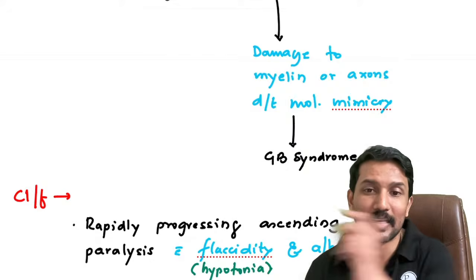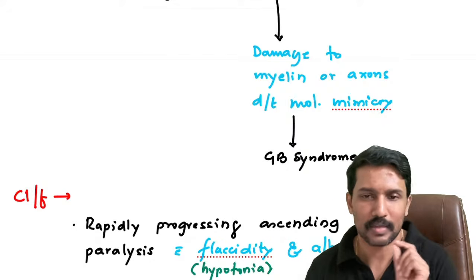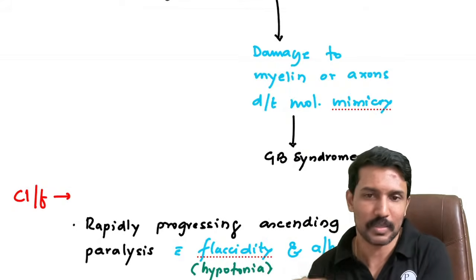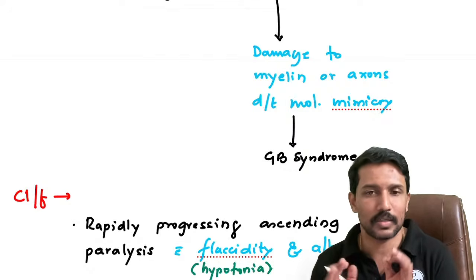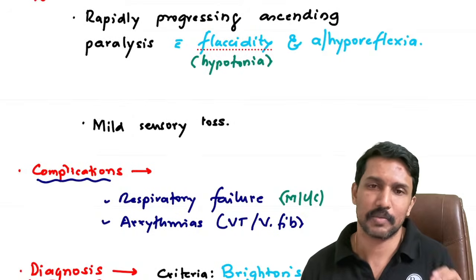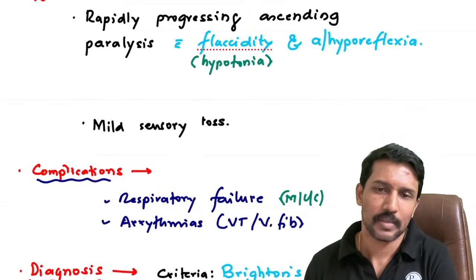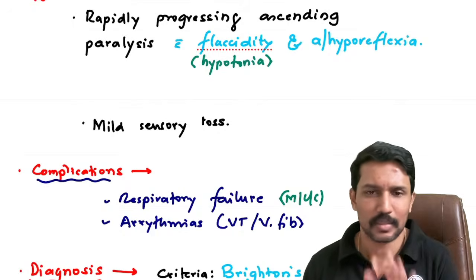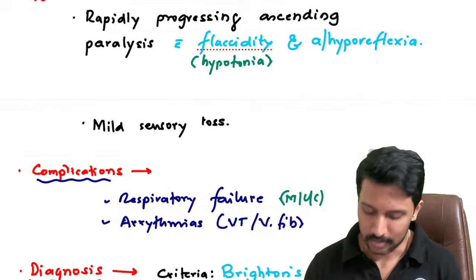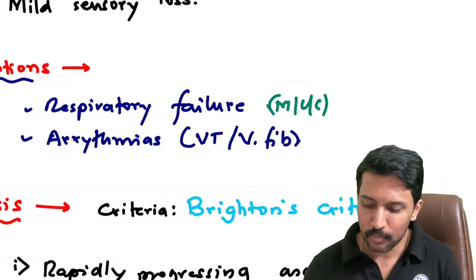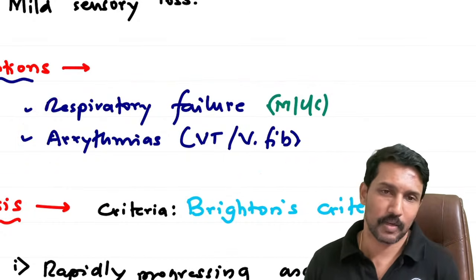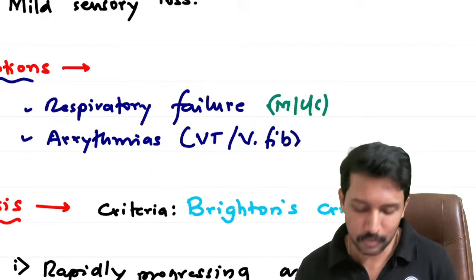If myelin gets damaged, we call it AIDP. If axons get damaged, we will call it AMAN or AMSAN. If both motor and sensory are affected, we call it AMSAN. And if it is only motor axonal injury, we will call it AMAN. They present with rapidly progressing ascending paralysis with flaccidity, hyporeflexia, and except AMAN, other variants have some degree of sensory loss. Miller-Fisher has predominantly sensory, most others are predominantly motor. And overall, AIDP being most common, motor is the most common dysfunction. So you may eventually develop respiratory failure, and that is the most common cause for death as well.